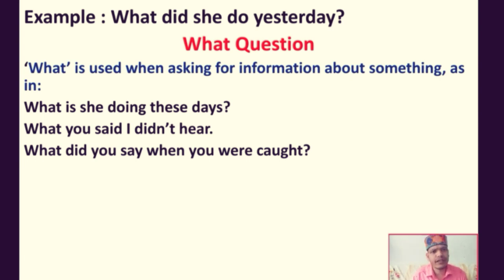First question is following the absolutely format of WH question format, and then second question, the what is being used there as a relative pronoun. Relative pronoun means joining two sentences together. It's not following the WH format of asking question, rather it's joining two sentences together. What you said I didn't hear, it's joining two sentences.